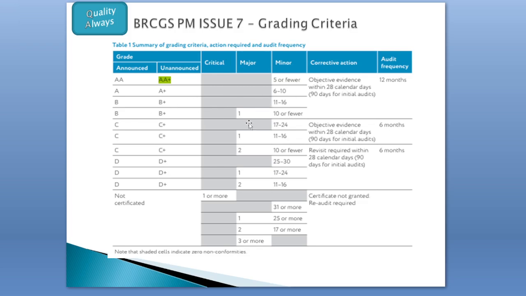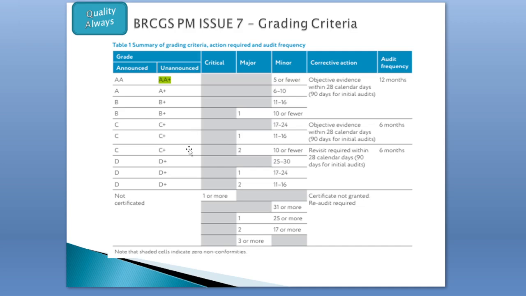But if there is one major NC and the minor NCs are below 10, then the B or B plus grade can be given. If there are minor NCs from 17 to 24, then the C or C plus grade will be given. But in this case, the audit will be repeated every 6 months.